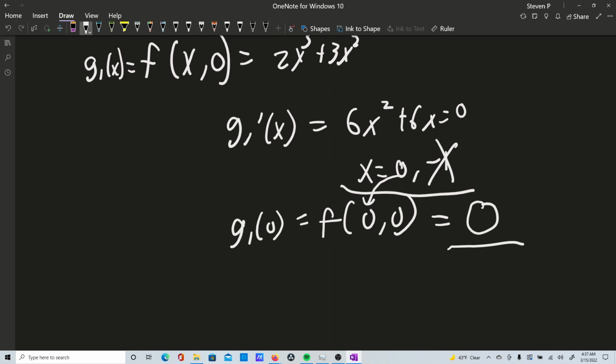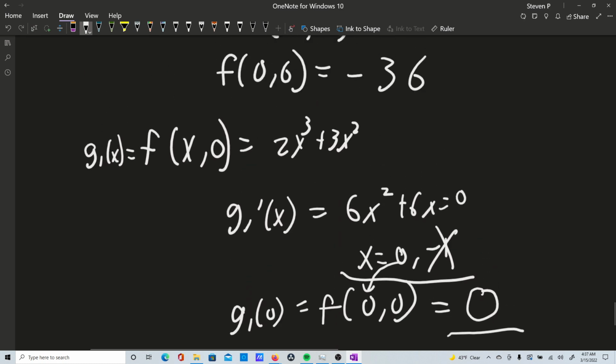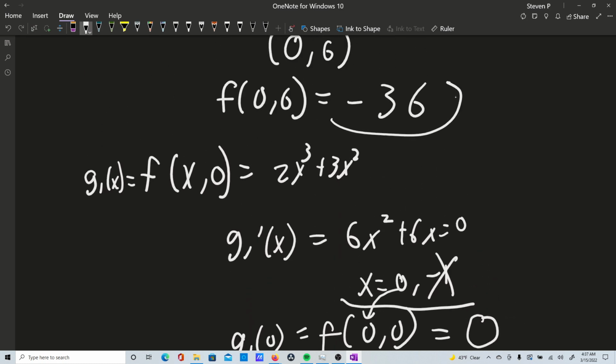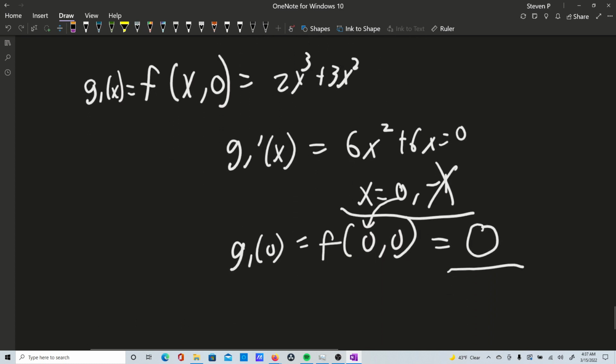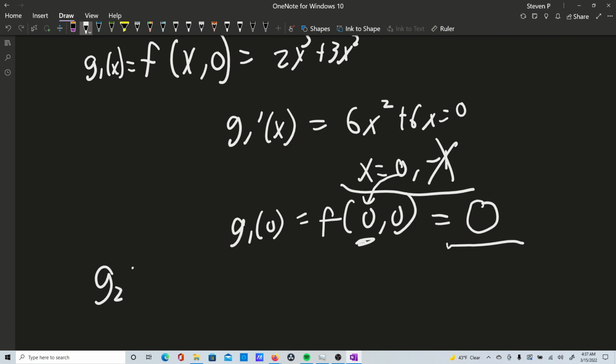Okay, so maybe this is a maximum. We're not sure yet. All we've seen so far is a -36, but let's keep going. All this is saying is that the only single variable critical point along this line is at x equal to 0, and that value gives you 0. So now we just keep going, right? g2 of x is equal to f of x comma 10. I'm defining g2 of x because I'm hoping it'll be more clear.